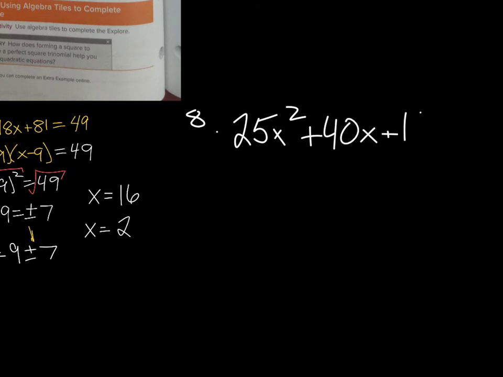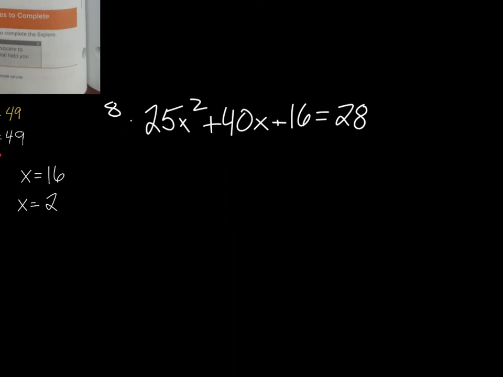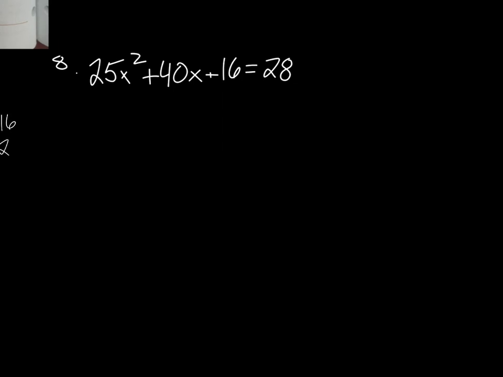What's so important about 8? What's 8? 25x squared plus 40x plus 16 equals 28. I don't care. All right. You tell me. I don't see a greatest common factor. I don't see one either. So then you have to factor.